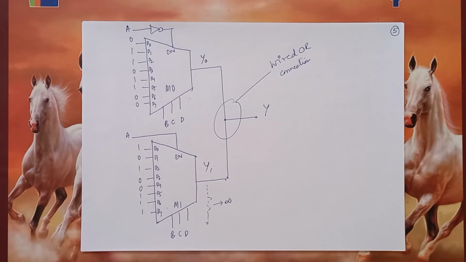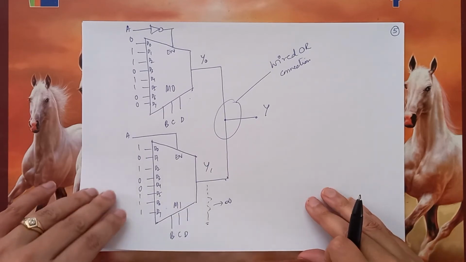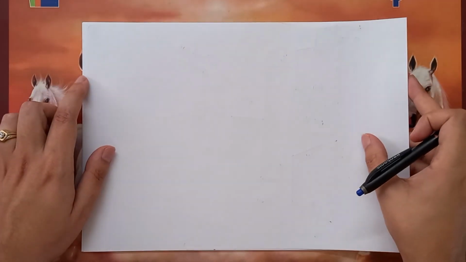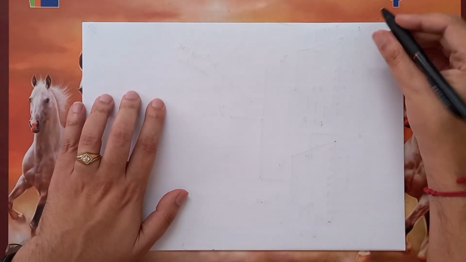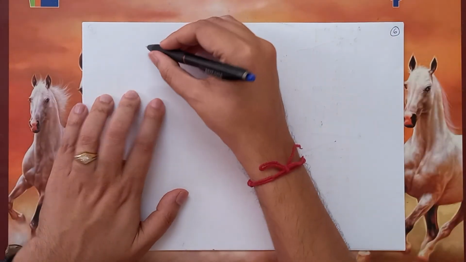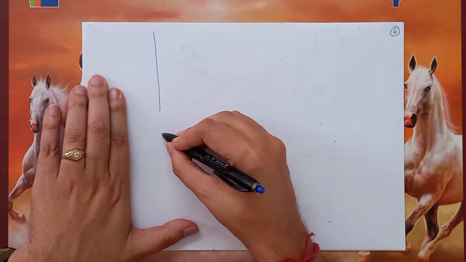Now, there is one more way through which we can achieve this. But in that case, what we can do is keep both of the multiplexers enabled together. So therefore, suppose again I have these two muxes.